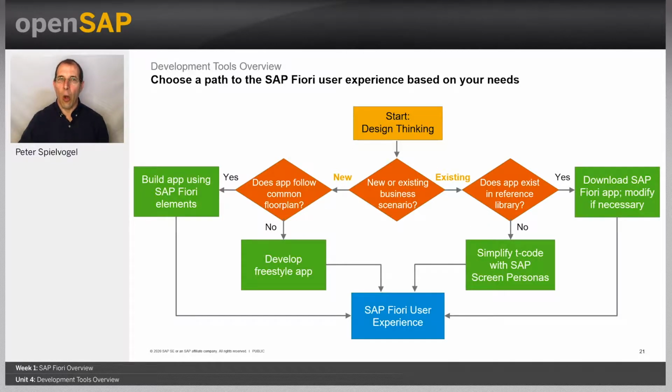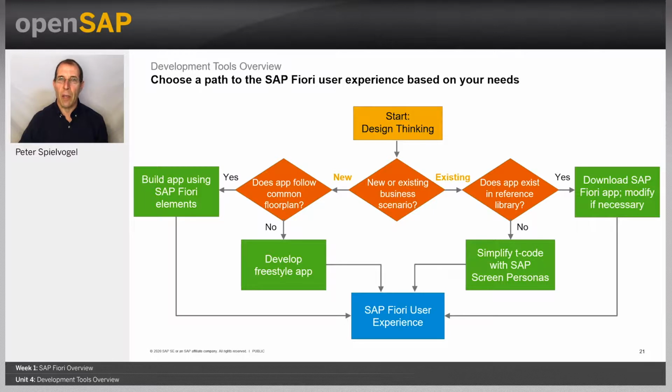Bringing together all the ways to create the SAP Fiori experience in a browser, here's some guidance. If you need a mobile app, skip this decision tree and jump straight into one of the mobile app development tools that we just discussed. First, start by understanding your user's needs. This is a key part of the design process that we covered in the earlier unit. Then, determine if they need an app for an existing business scenario or something new.